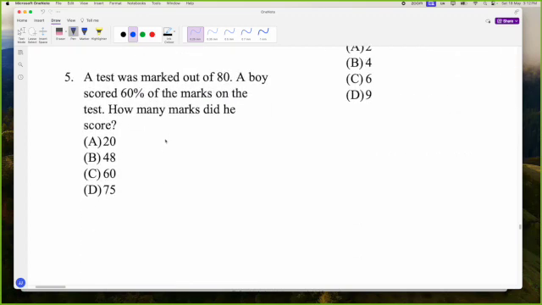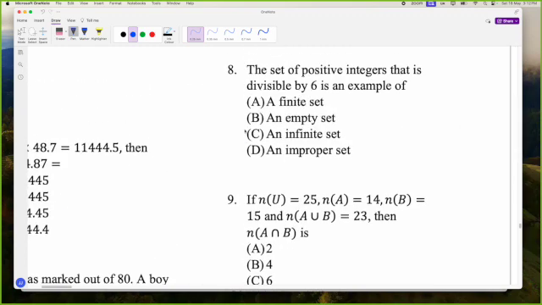A test was marked out of 80. A boy scored 60%. So 60% of 80, right? Of the marks on the test, how many marks did he score? So that is 60% of 80, which is 48. 6 times 8 is 48.